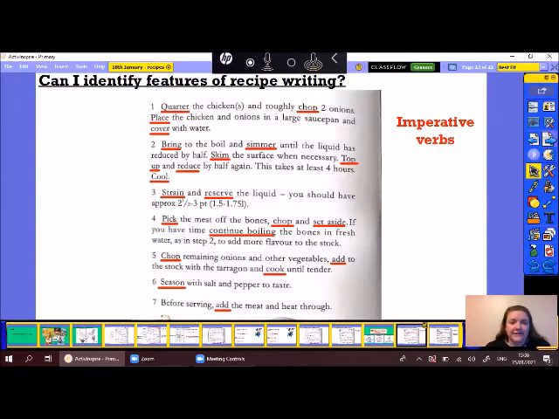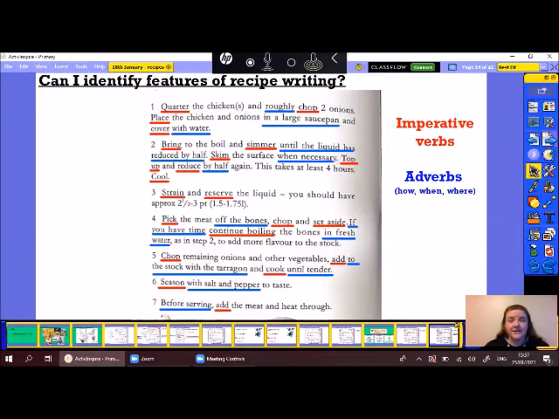Have a look back at this recipe, at our 7 steps. Pause the video, see how many adverbials you can find. Remember, where to do it, when to do it, or how to do it. Have a look. Goodness me, there are loads of these as well. Let's have a look at a few examples.